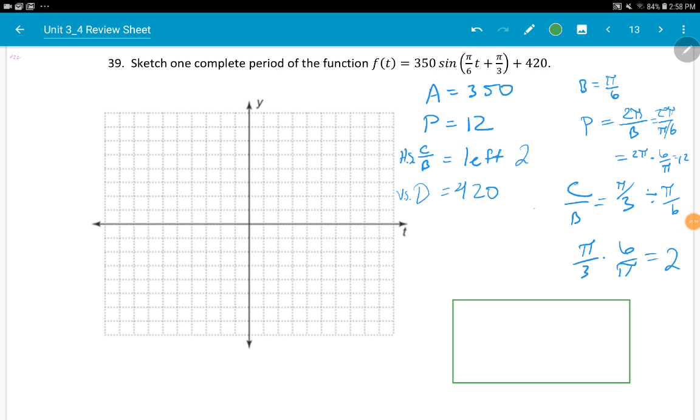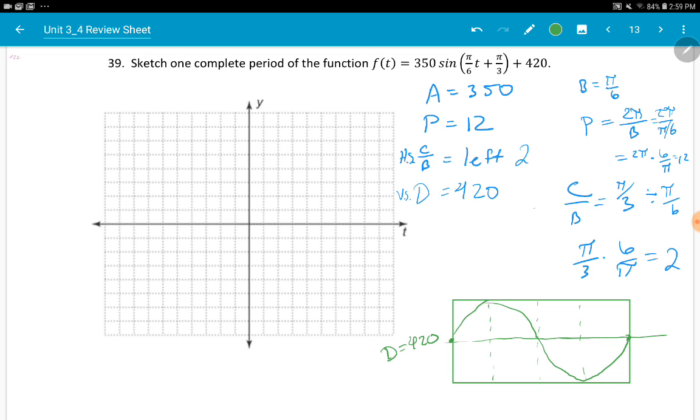So I can do a reference rectangle. I'm going to split that into 4 pieces, so I can use the rule of fourths. I know the shape of cosine with A being positive: starts at a 0, goes up to a max, and then down to a 0, down to a minimum, and back up to a 0. So I know that's the general shape. I just have to figure out where that lands on our grid. I know that this center line is D. So D equals 420. It's going to have moved up the y-axis quite a bit there.